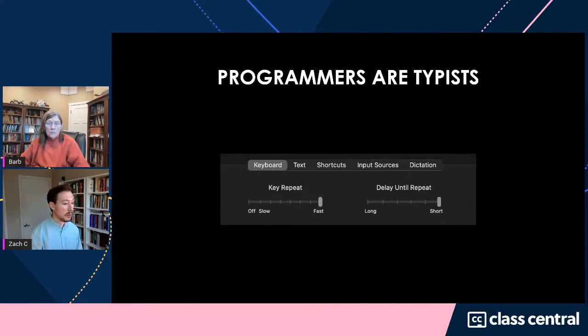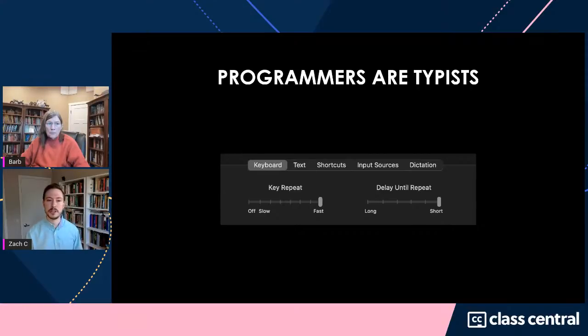Okay, so why might we want to condense complex behaviors into a few keystrokes? Ultimately, it's because programmers are typists. This is what we do all day. We talk to people to understand what the problem is, and then we type very specific things that make the computer do what we want it to do, right?